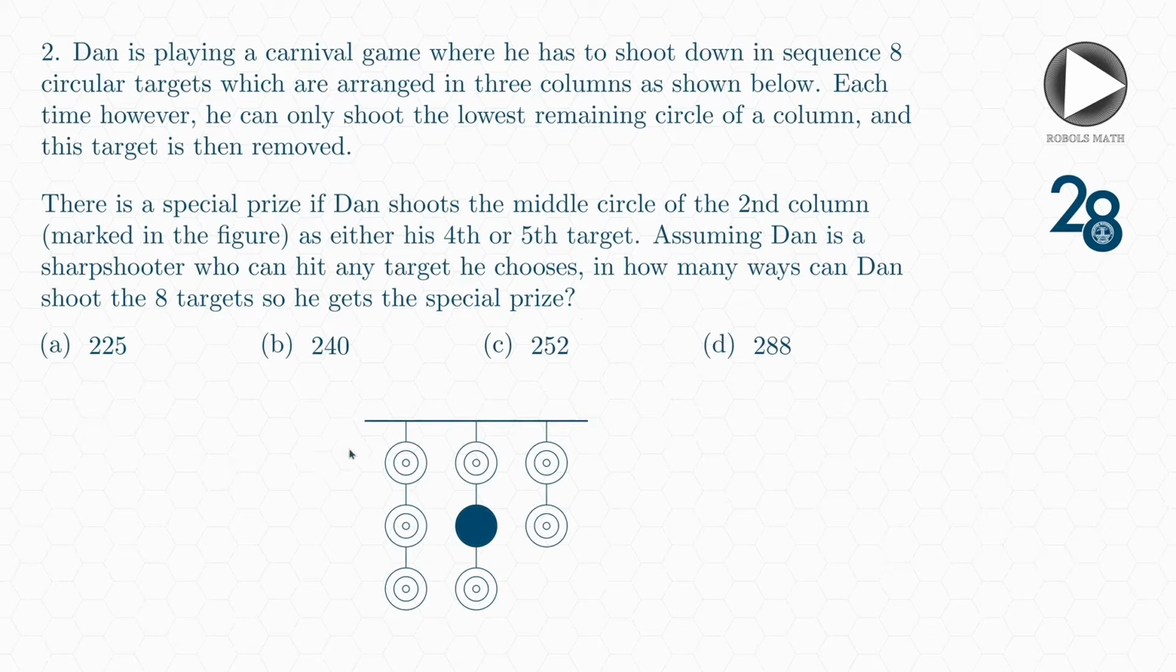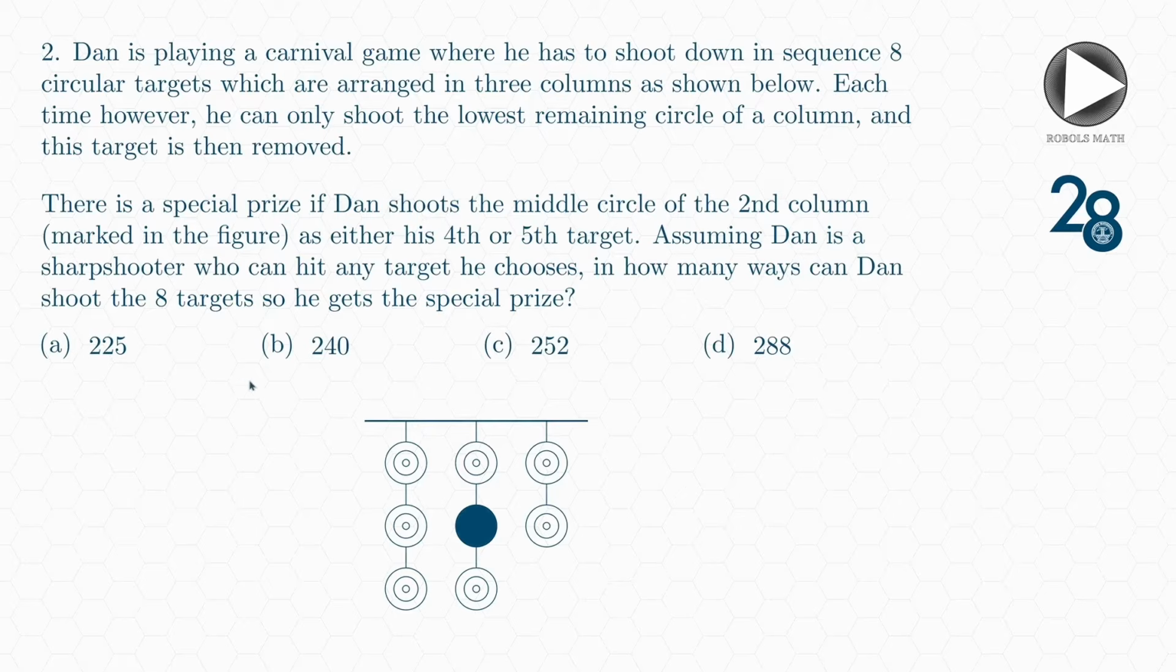I hope you understood the problem. So basically, we're looking to get this shaded part as the fourth or fifth target out of these 8 circles. The restriction, however, is that for each column, you can only shoot the lowest part.